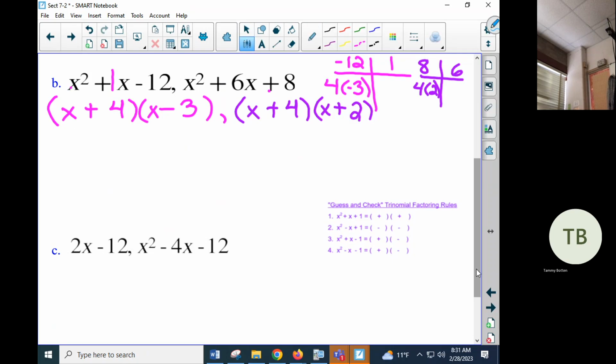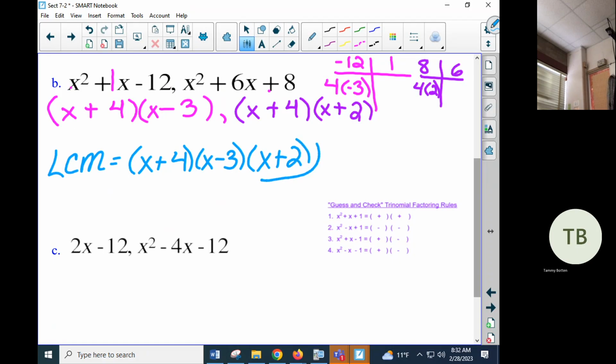All right, when I do the least common multiple, I write everything from the first one down. So x plus 4 and x minus 3 automatically come down. When I look at this one, would I copy this one down? No, because it's already there. But this one, would I? Yes. And that is your answer.